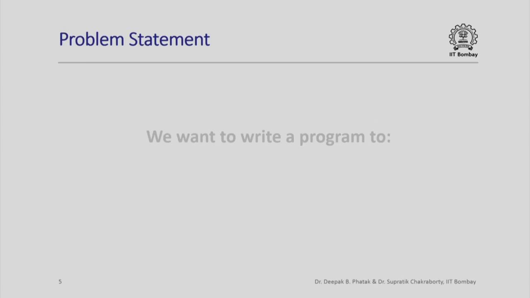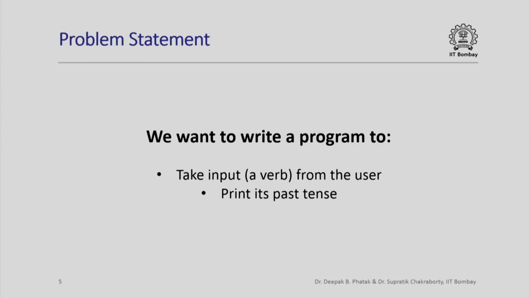So here is our problem statement. We want to write a C++ program that takes as input a string which is going to be a verb, an English language verb from the user, and it is going to print the past tense of this verb.